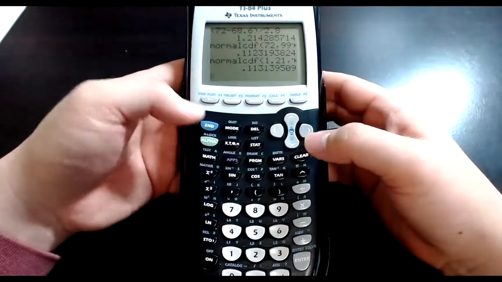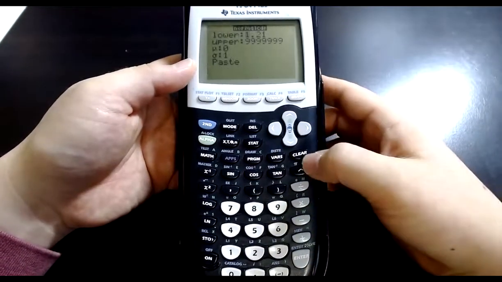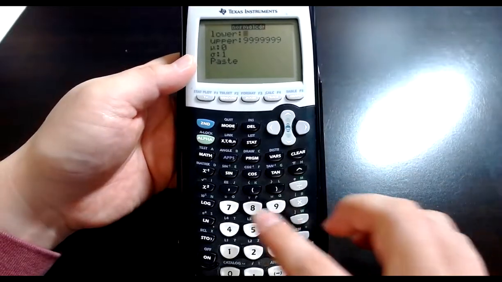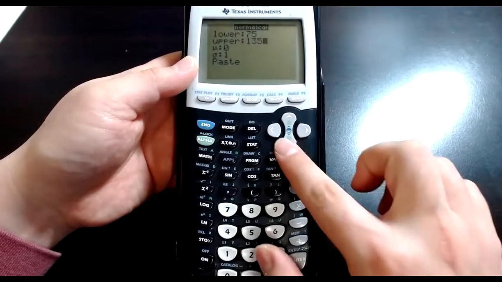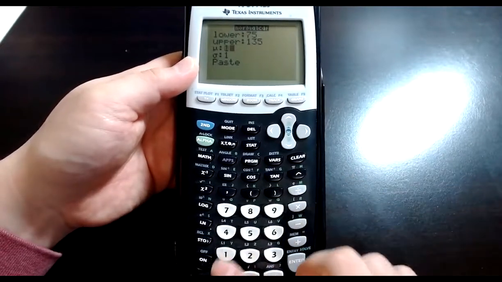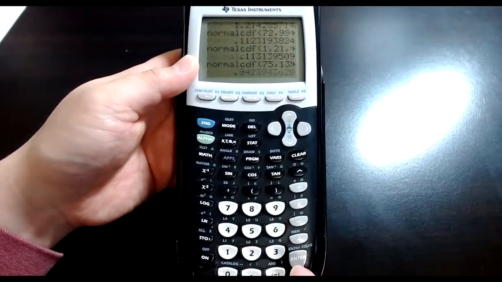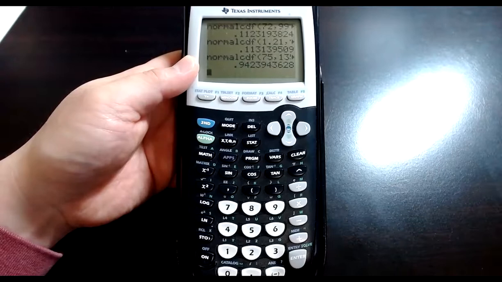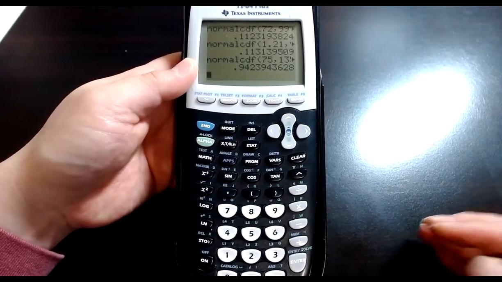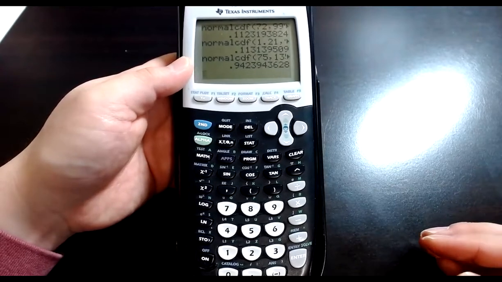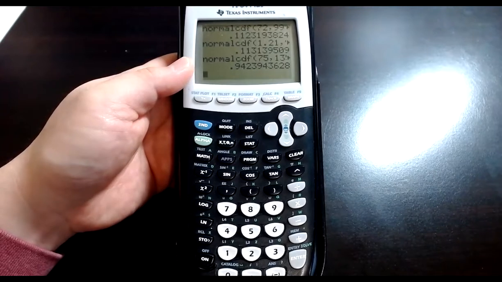In the calculator, we go to the normal CDF. The lower must be 75, and the upper must be 135. Then mu is 100 and the standard deviation is 15. Then we calculate. We got 0.9423, so approximately 94.2%. So 94.2% of adults have an IQ between 75 and 135.